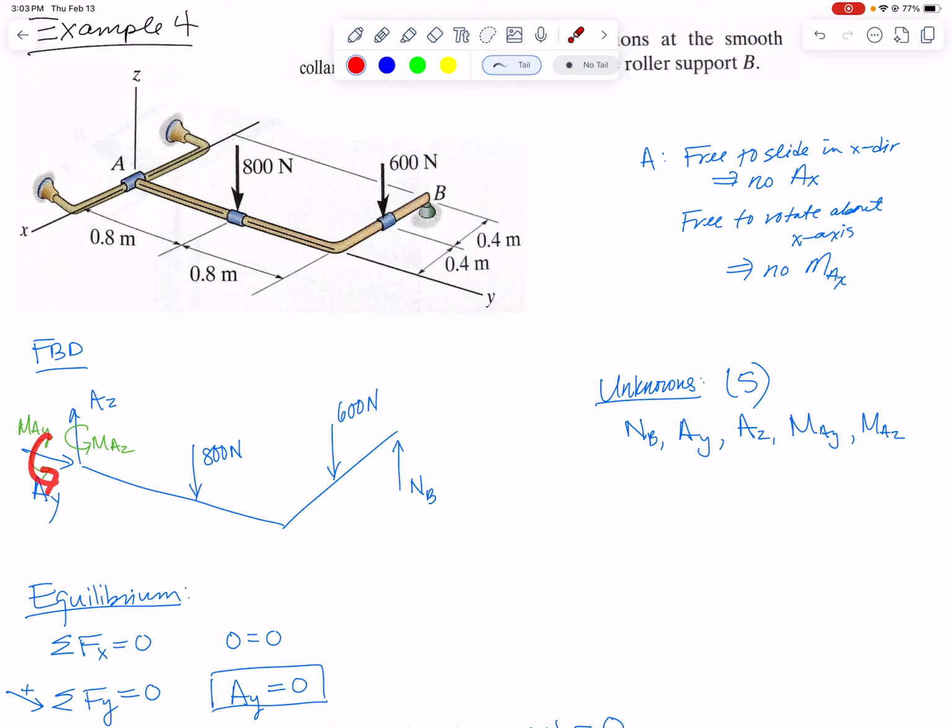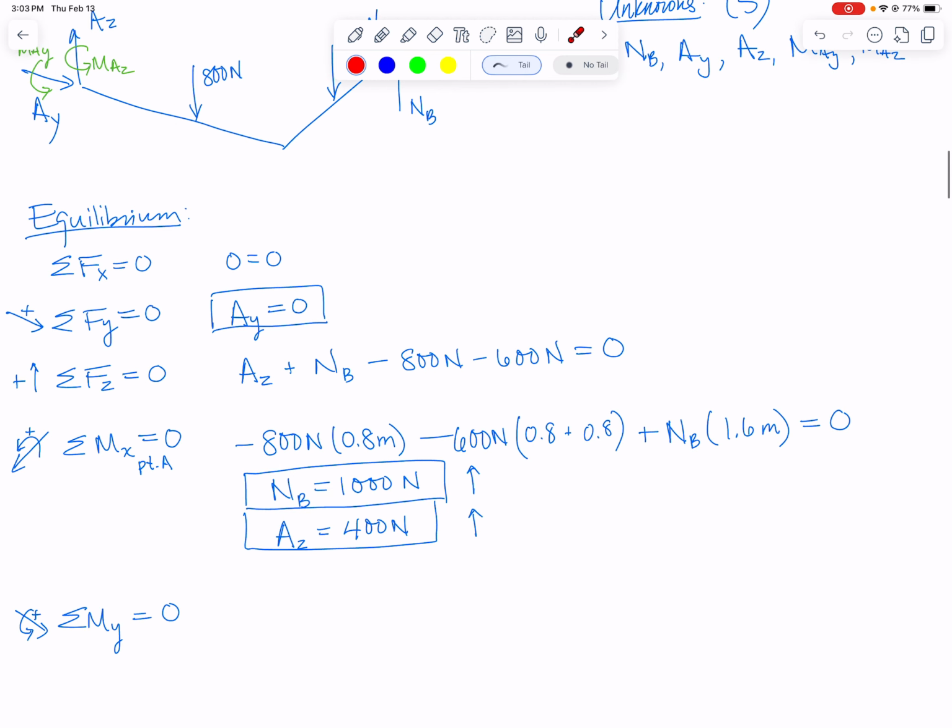We'll have MAY that we need to include, as well as any moment caused by the 600 newton force and the normal force at B. So we're also going to sum moments about the y-axis through point A, which is the actual y-axis on the picture. We've got our unknown reaction moment, the moment at y. It's the couple moment that's caused by that collar to prevent this from rotating. And I drew that, assumed it was positive.